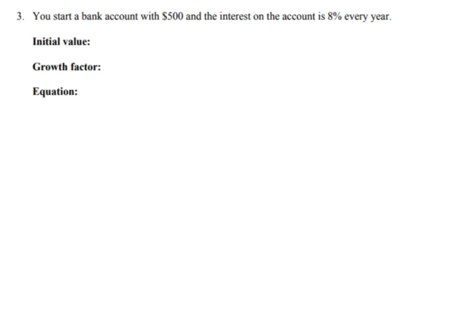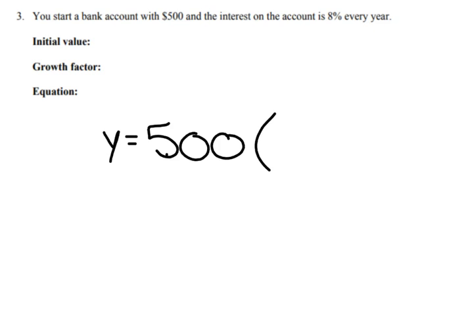Okay, so you start a bank account with $500 and the interest on the account is 8% every year. So let's just go right to the equation. Y equals your 0th term, your starting amount, 500 times, okay, we're gaining money. So this is going to be not 0.08, it's going to be 1.08 to the x.